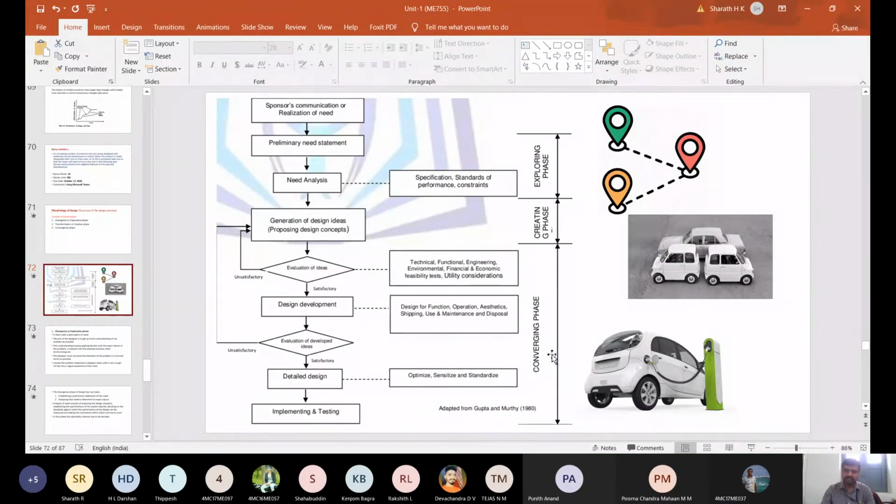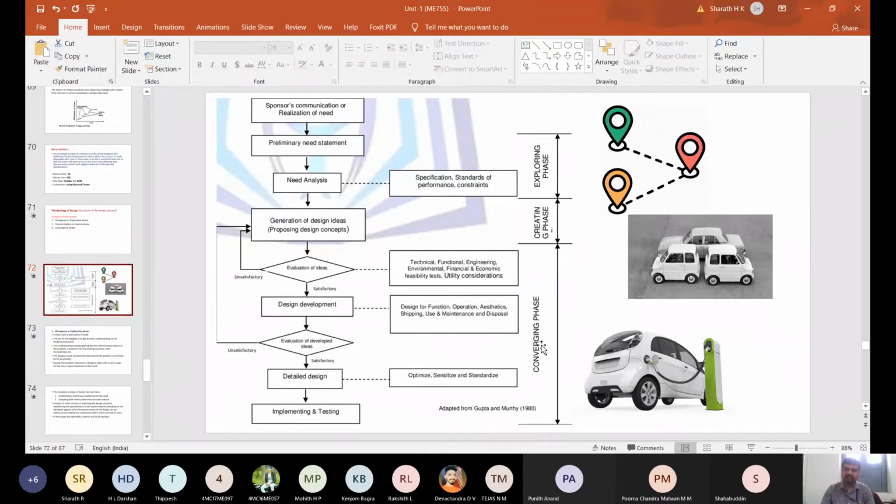In the convergence phase, they are going to eliminate the unworkable, that means not feasible, solutions, and try to converge the solution. Suppose they have come up with six solutions, then they try to reduce six to one, based on various aspects. They will evaluate economic feasibility, financial feasibility, physical realizability, then available facilities and available technologies. So they will converge the solutions into a single feasible solution. That is the convergence phase.